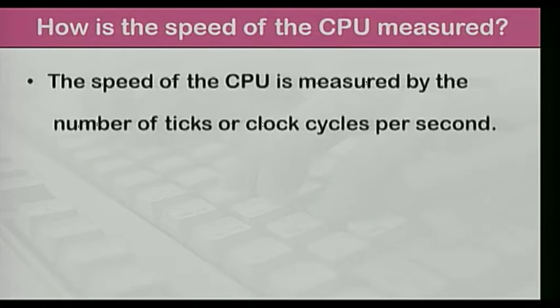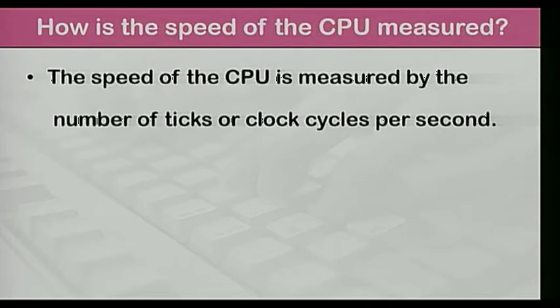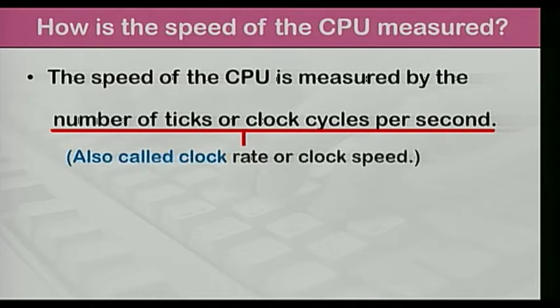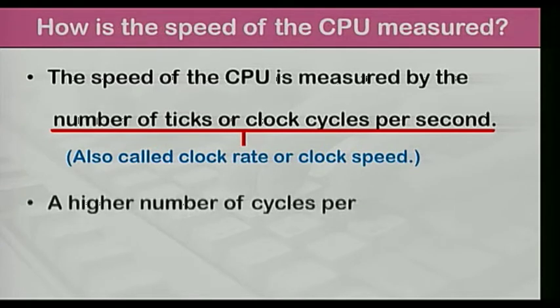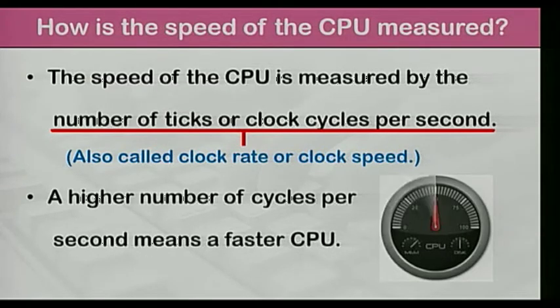The speed of the CPU is measured by the number of ticks or clock cycles per second. CPU speed is also called clock rate or clock speed. A higher number of cycles per second means a faster CPU.